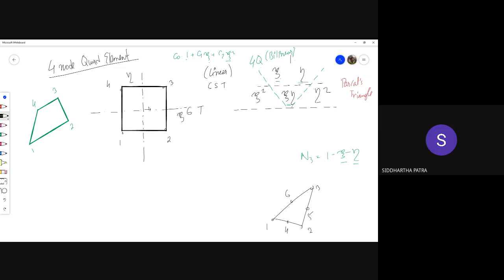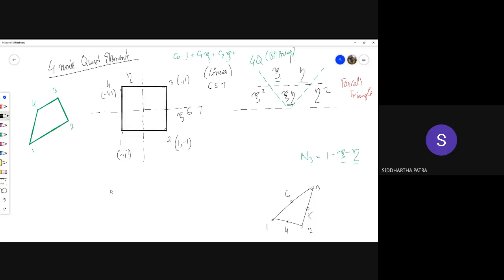And what are the coordinates of those 4 nodes? For the CST element, the range was from 0 to 1. But for this one, sorry, -1, -1, then 1, -1, 1, 1, and ultimately -1, 1. These are the 4 nodes.